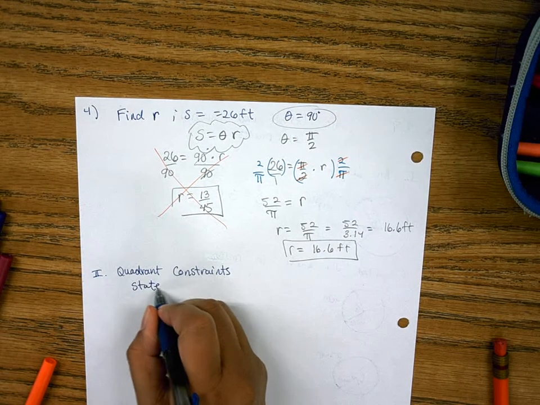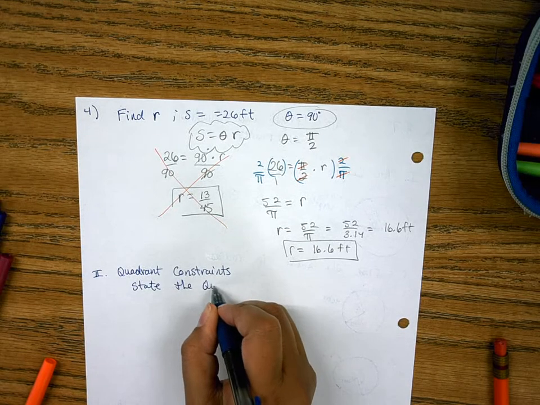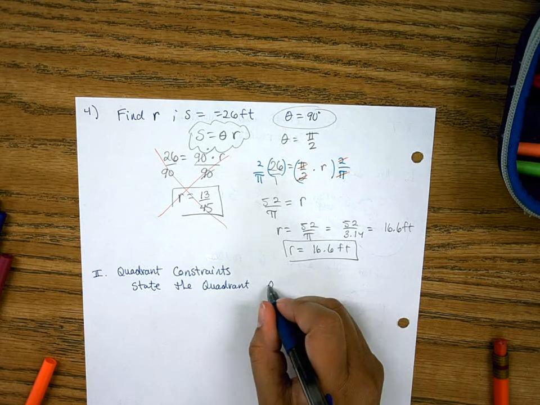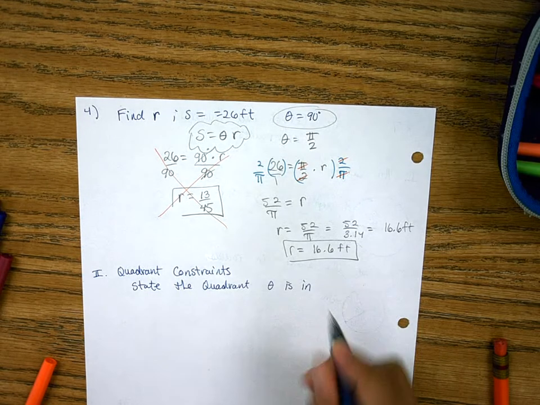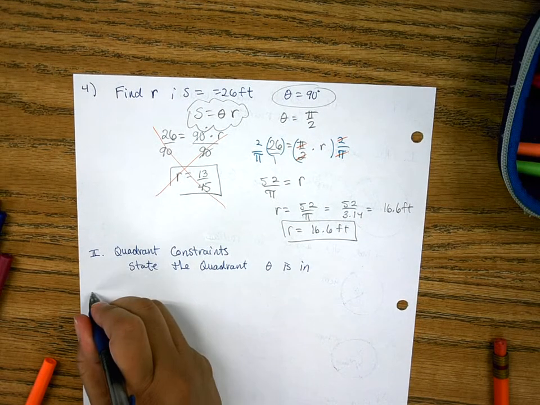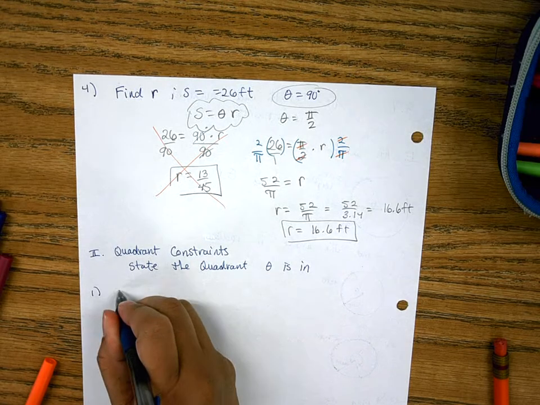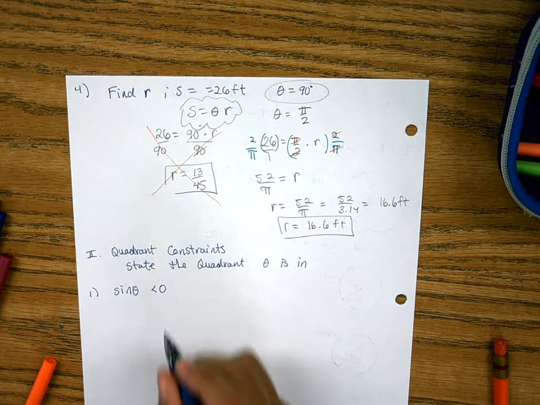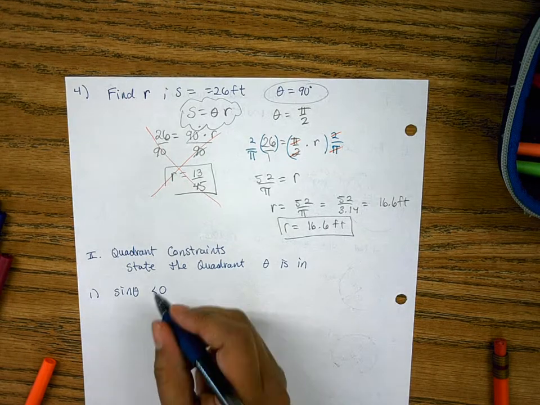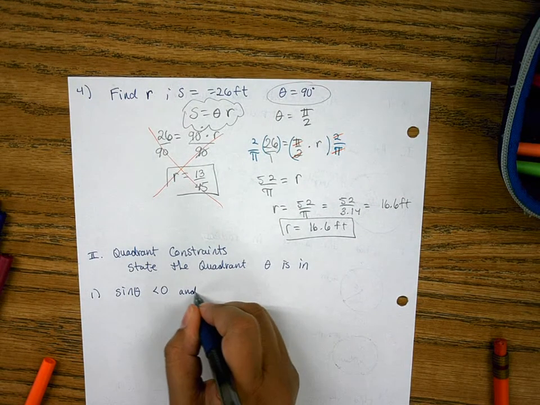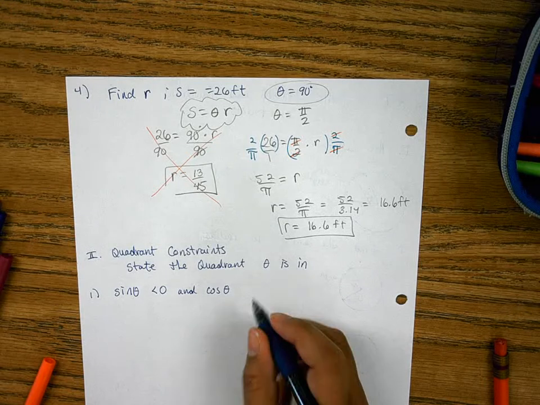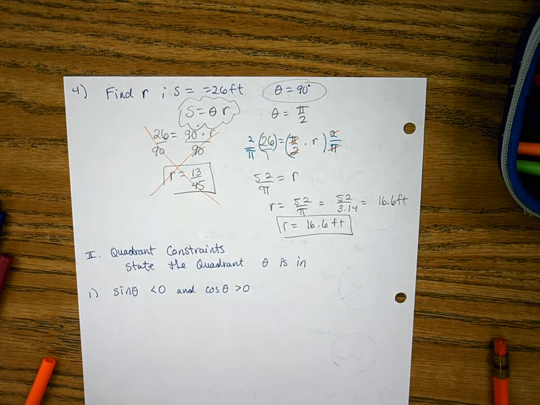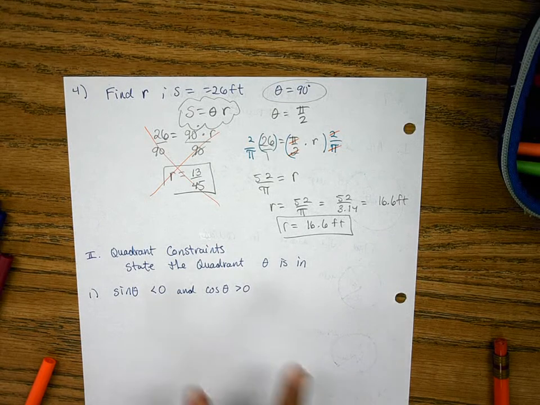Okay, quadrant constraints. State the quadrant theta is in. Number 1, sine of theta is less than 0, and cosine of theta is greater than 0.